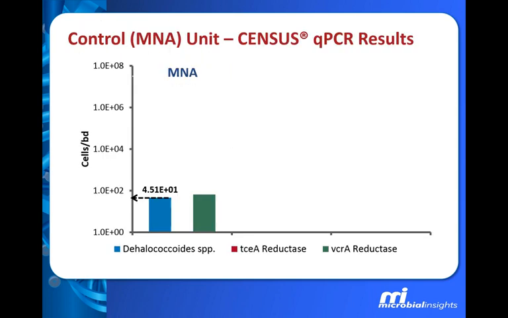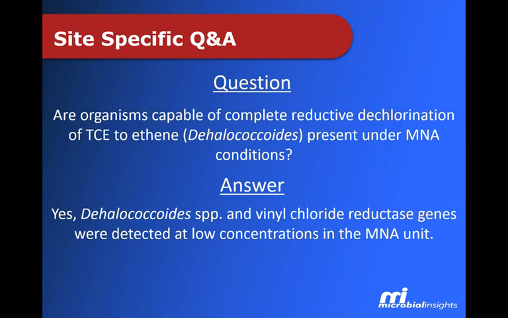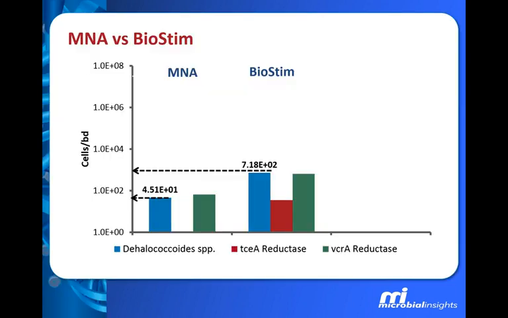So let's look at some results. First of all, in the M&A in situ microcosm, as you can see here, the Dehalococcoides was detected, low concentrations, but it's there, and vinyl chloride reductase was detected. So those questions we were asking, is Dehalococcoides present? Yes, it's there, and we're also detecting the presence of vinyl chloride reductase genes.